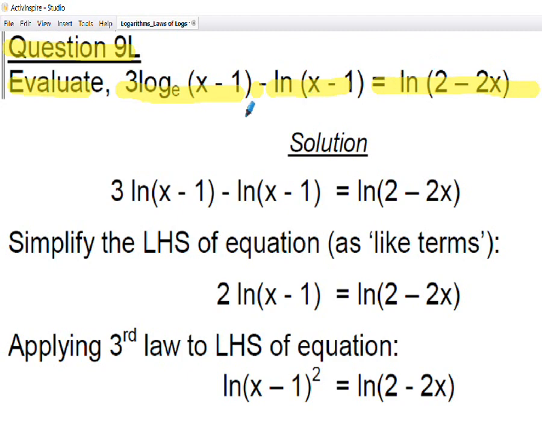What we can notice about the left hand side again is the brackets are the same here. We've got an x minus 1 in both brackets. So basically I can take the last bracket, the 1 ln x minus 1, from the 3 ln x minus 1 to give me 2 ln x minus 1. So I simplified the left hand side because I noticed the brackets are the same in this case. We then apply the third law of logarithms to the left hand side of the equation.